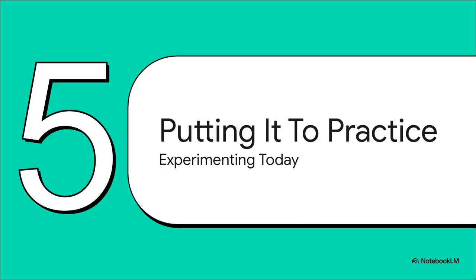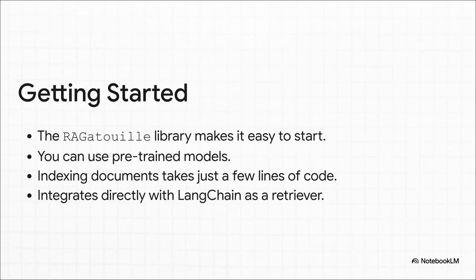Now here's the really fun part. This isn't just some abstract concept locked away in a research paper. You can actually get your hands dirty and experiment with ColBERT right now. Let's take a look at how. Getting started is actually way easier than you might think. There's this fantastic library called Ragatouille, that just wraps everything up for you. You can pull down pre-trained models, you can index your own documents in just a couple lines of code, and it even plugs directly into popular frameworks like LangChain.